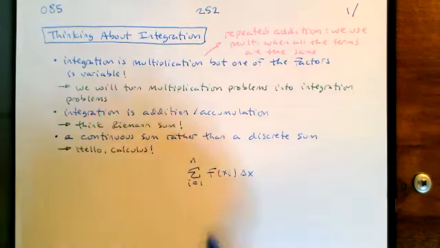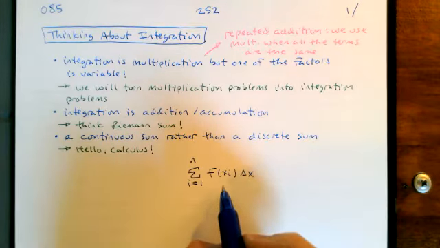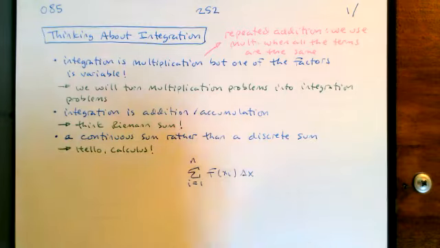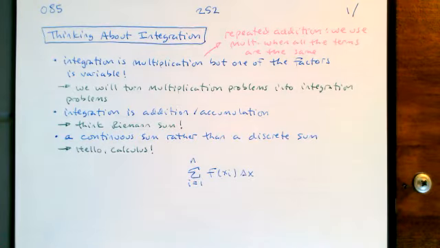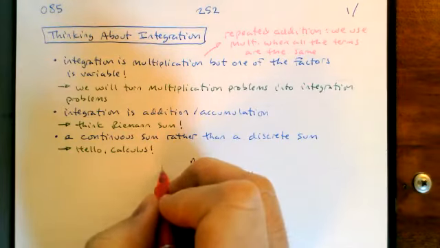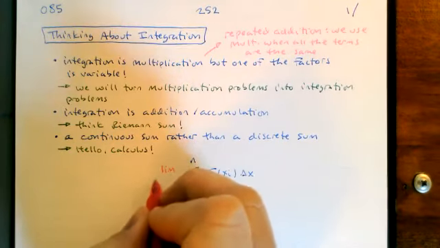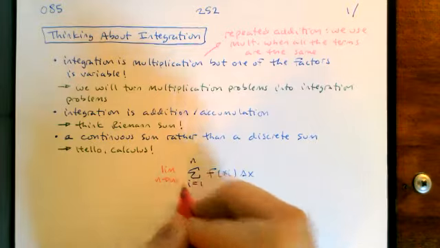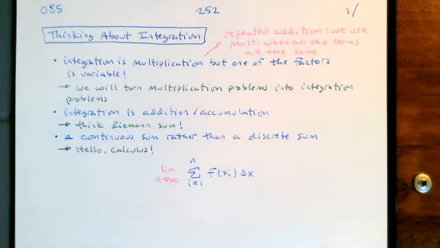But this is still a discrete sum. This is f at x1, f at x2, f at x3, and up to f at xn. The calculus part shows up when we take the limit as n goes to infinity. So calculus happens in this part. That's the calculus part.